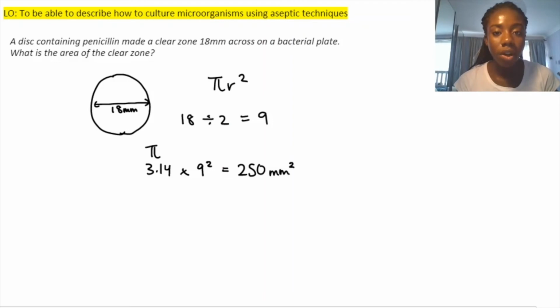And in terms of significant figures, you should normally write it to however many there are in the question. So the only value given in the question is 18 millimeters, which is obviously 2 sig fig. So that's how we're going to write our answer.